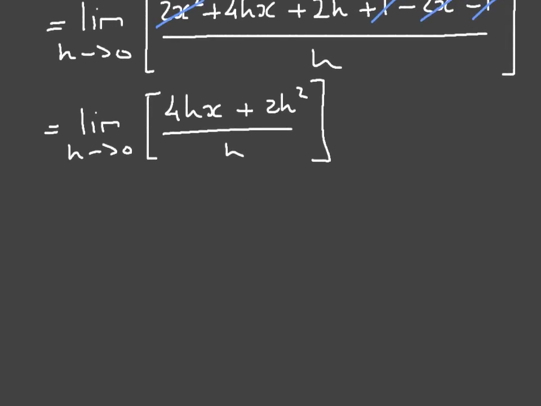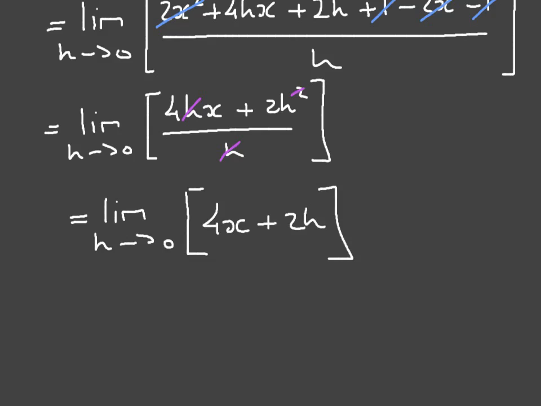And just as in the previous example, I can see that all the terms here have a common factor, which is h. So I can go ahead and cancel all these h's, and I can cancel that square h there. So we'll now be left with f dash of x is equal to the limit, as h tends towards 0, of 4x plus 2h.